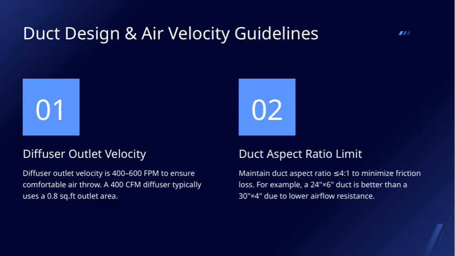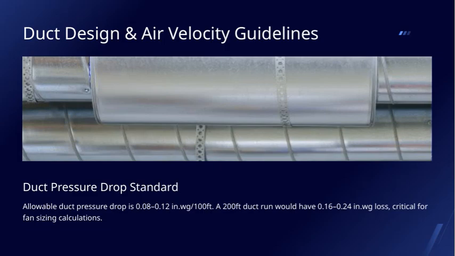Now, let's talk about the allowable duct pressure drop, which typically ranges from 0.08 to 0.12 inches of water gauge per 100 feet of duct. This means that for a duct run of about 200 feet, you can expect a pressure loss between 0.16 and 0.24 inches of water gauge.